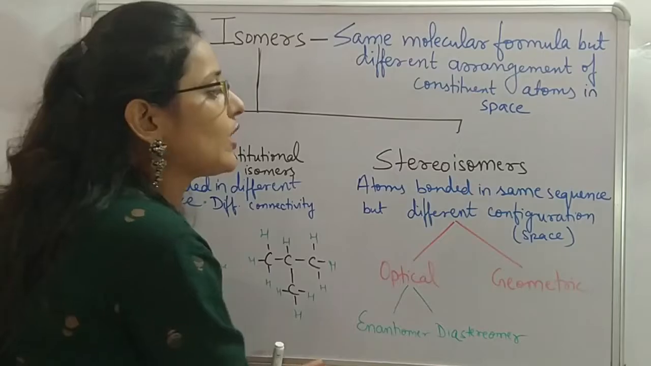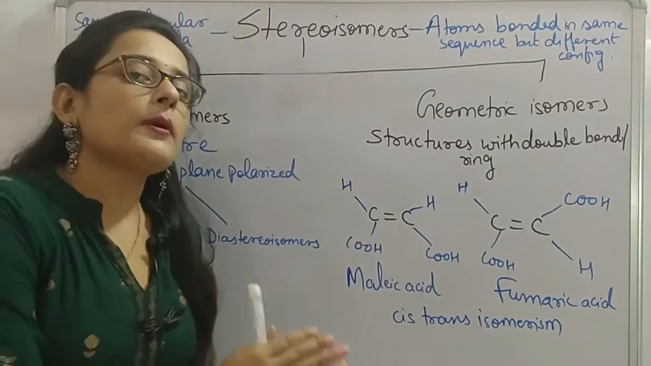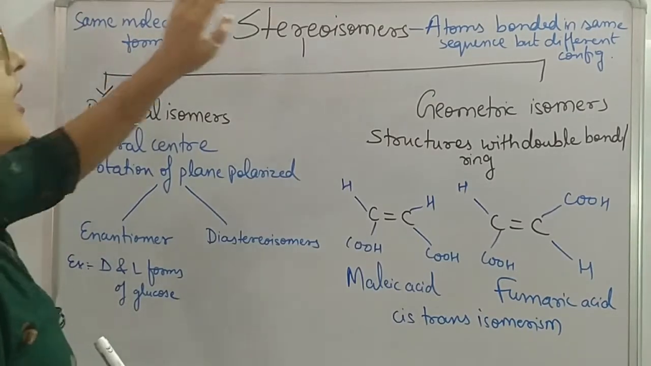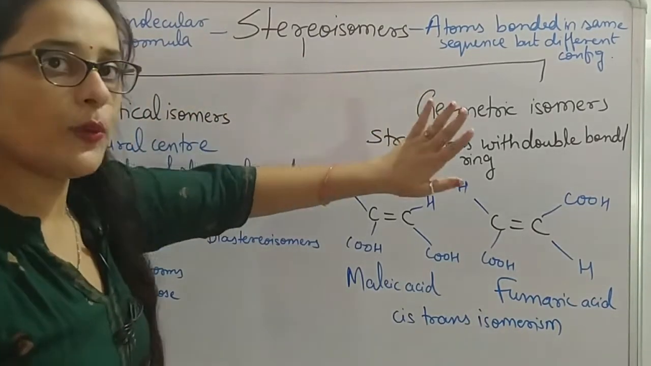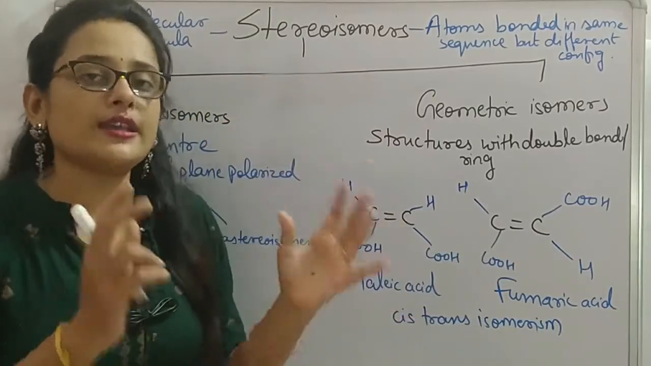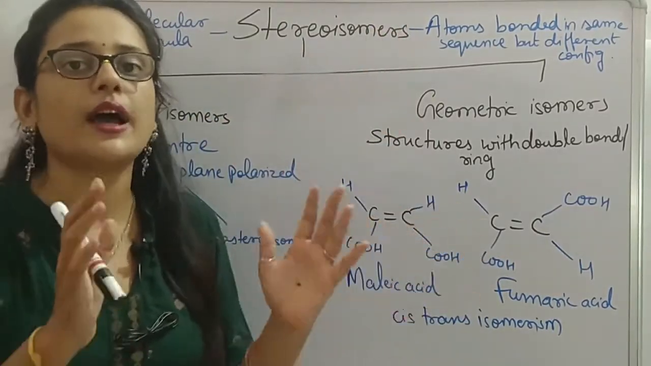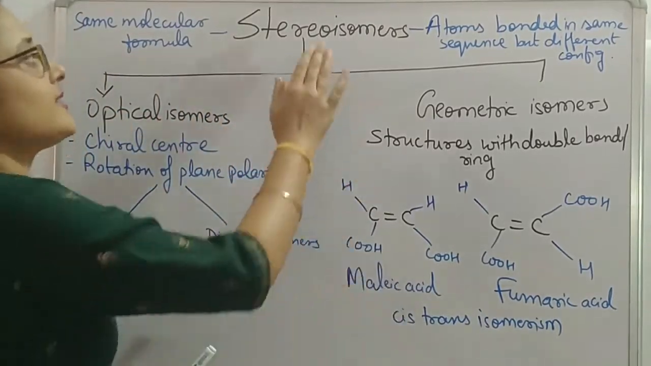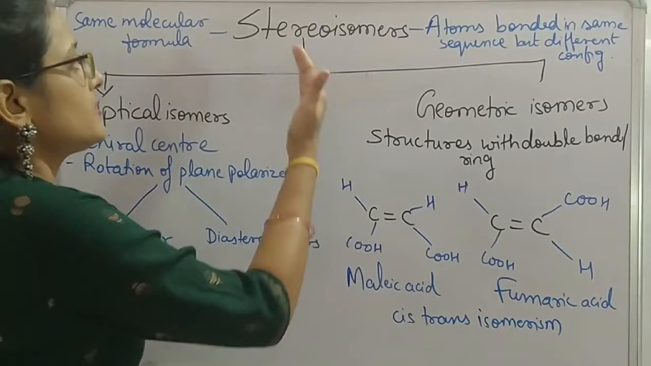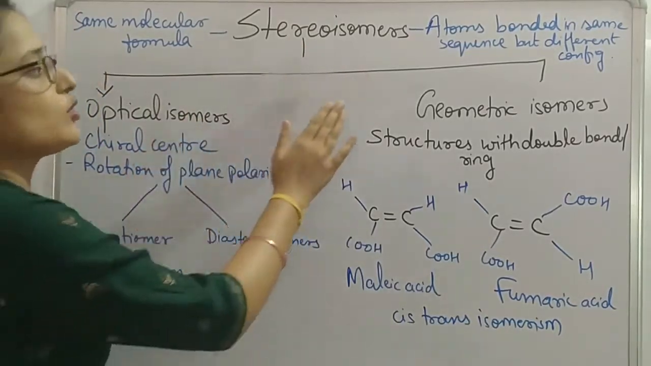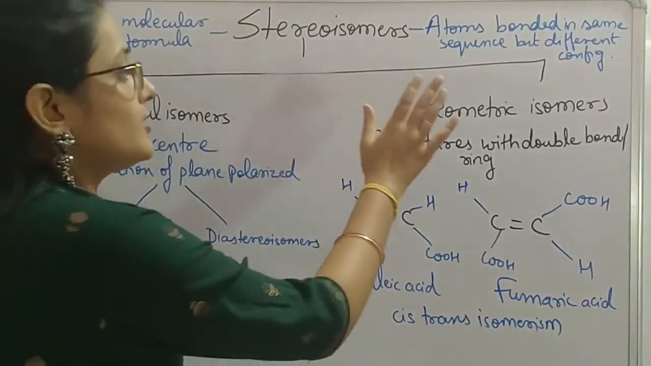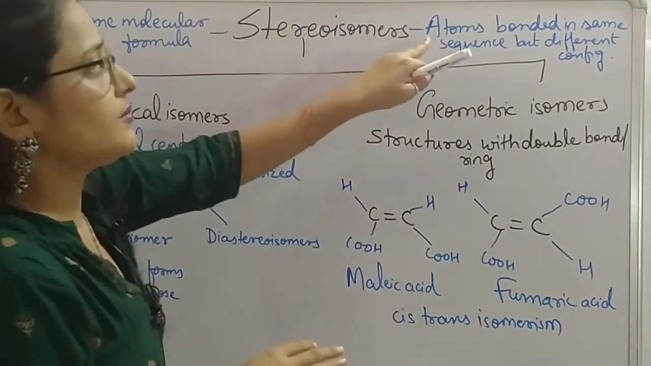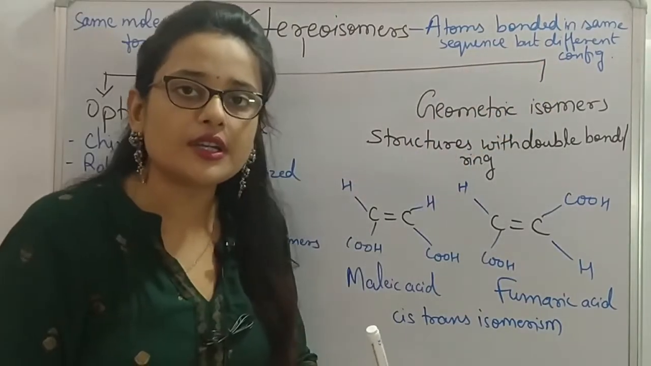We will talk about stereoisomers in detail. Now, let's talk about stereoisomers. Stereoisomers have same molecular formula, atoms bonded in same sequence, but the configuration is different. That is, subsequent side atoms are arranged in a different way. Normally, carbon-containing compounds exist as stereoisomers, and stereoisomers are of two types: optical isomers and geometrical isomers. Geometrical isomers have these three things, that is, same molecular formula, atoms bonded in same sequence, but different configuration.